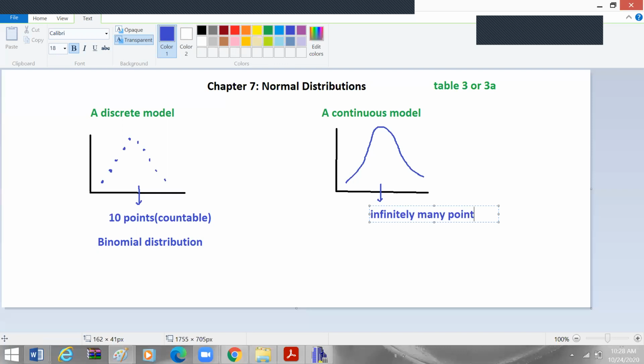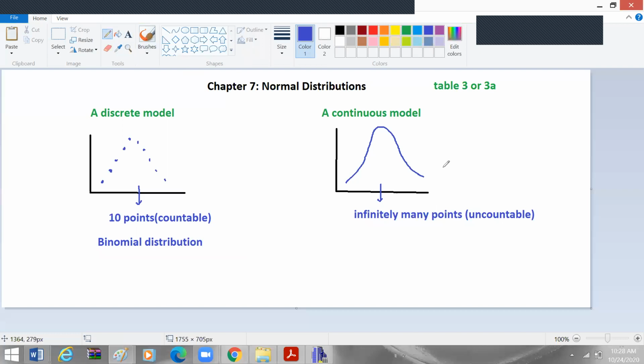So this one is what we call uncountable. It will be the thing that we're going to deal with in chapter 7. What's going on here is, how can we get the probability? We're going to take the range or a certain interval into account.